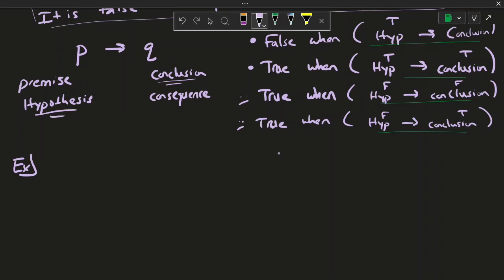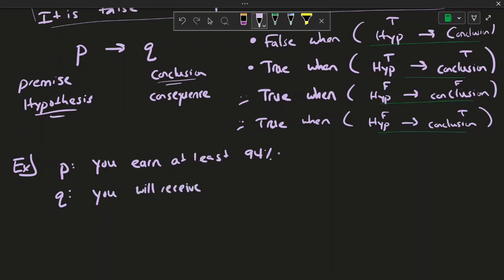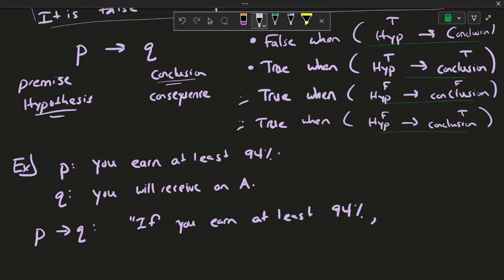I'm going to follow the book's example, so if you're reading the book, maybe it gives you a better understanding, or if it didn't, maybe the video will. So P is you earn at least 94% on an exam, and Q is you will receive an A. Then if P then Q says: if you earn at least 94%, then you will receive an A.